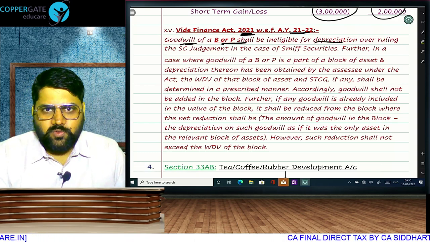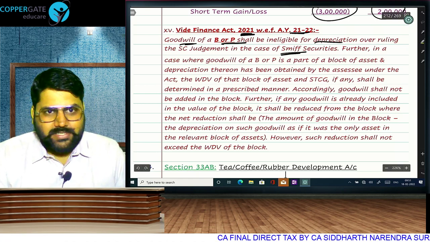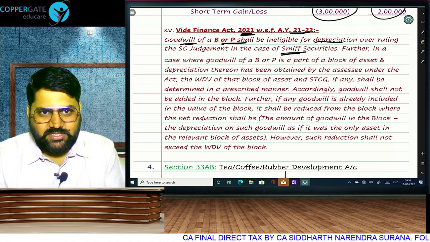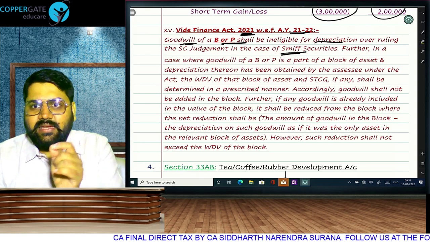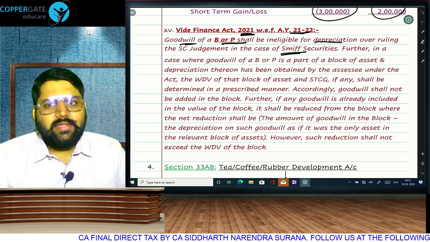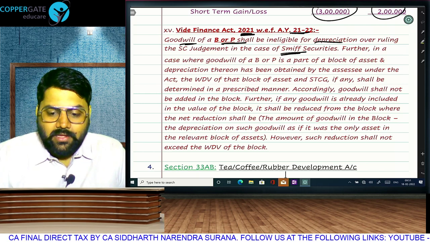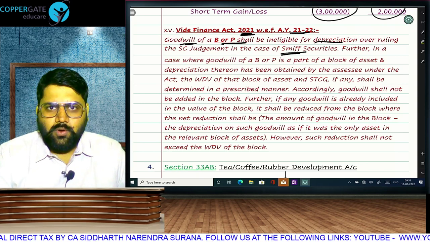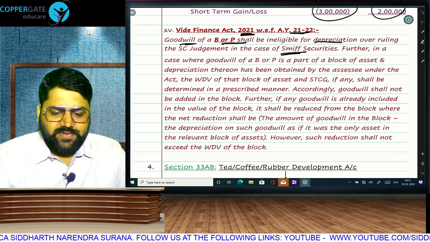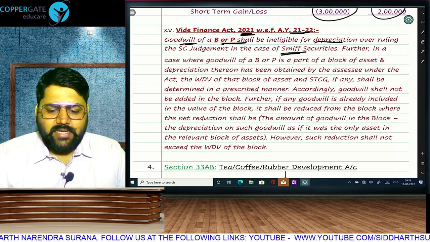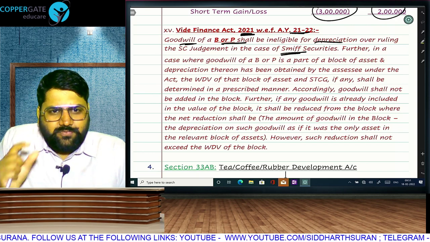Till now we had some Supreme Court rulings, Smifs Security to be exact, which said that self-generated goodwill has a cost of zero, and if cost is zero, there is no question of any depreciation. But in case there is purchased goodwill, so there is cost, you add it in the intangible asset block and you were claiming depreciation thereon. But from now onwards, goodwill shall be ineligible for any depreciation deduction. And in case any goodwill is a part of the block, whatever depreciation you have calculated, that much part of goodwill we will remove.